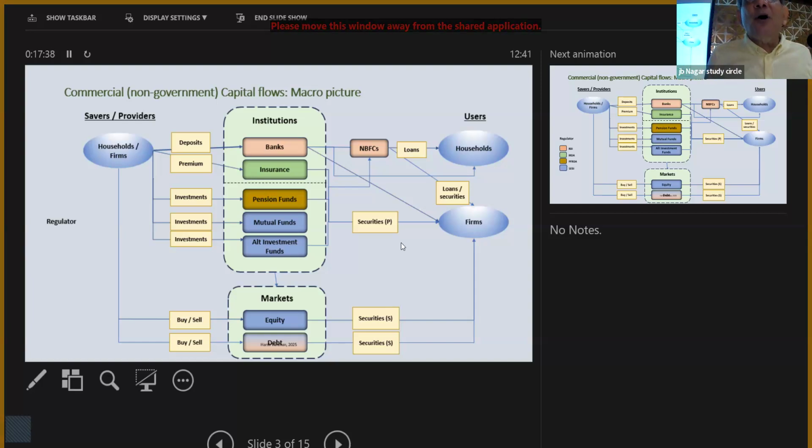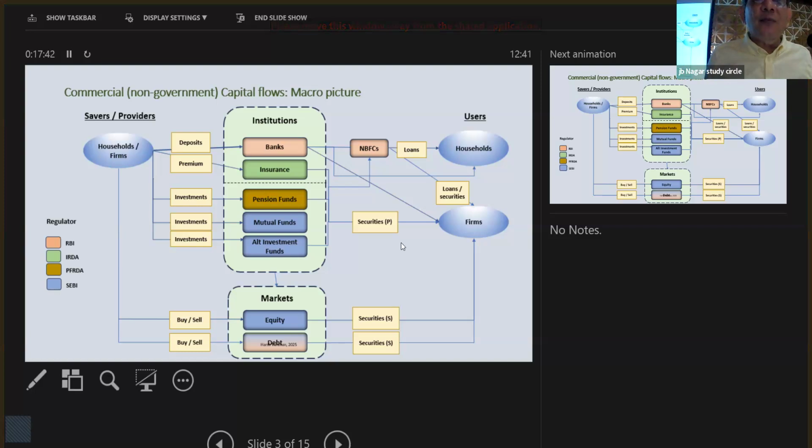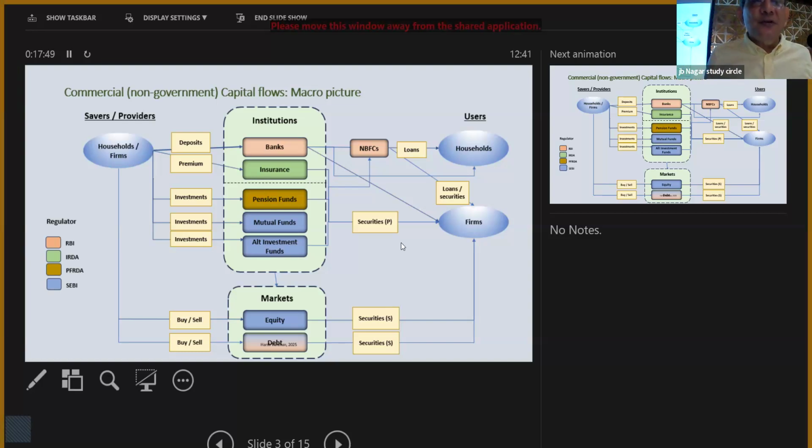Now, the reason these boxes are color coded differently is because there are different regulators. All the cream ones are regulated by RBI, the green one by insurance, IRDA, the PFRDA regulates pension funds, and everything else is SEBI. Now, debt market, I have colored both because part of the debt market is regulated by RBI, part of the debt market is regulated by SEBI. It's a complicated problem. The government securities market is regulated by RBI. Corporate bonds are regulated by SEBI. Money market is regulated by the RBI.